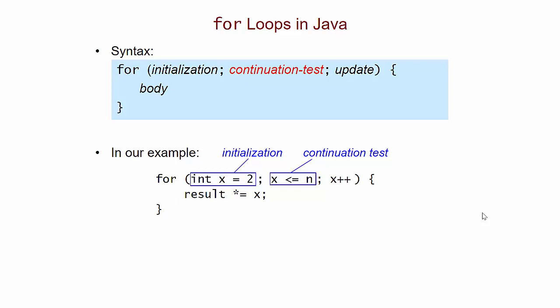If the test is false, the loop is over. So after doing the continuation test, if it's true, we'll do the body once, and then we go and do what's called the update. And in this case, we're saying that we want to increment x by 1. And we're going to keep doing test, body, update until the test is false.